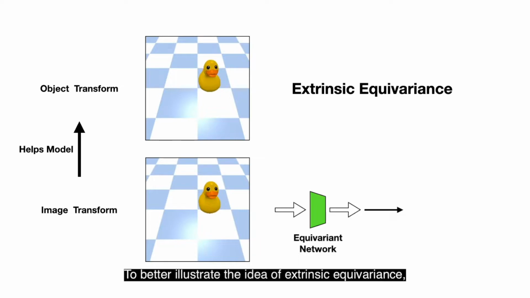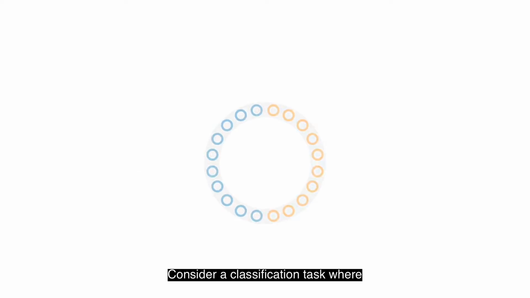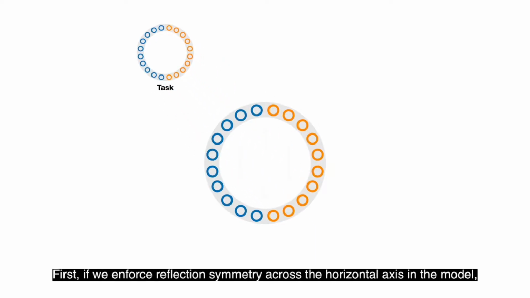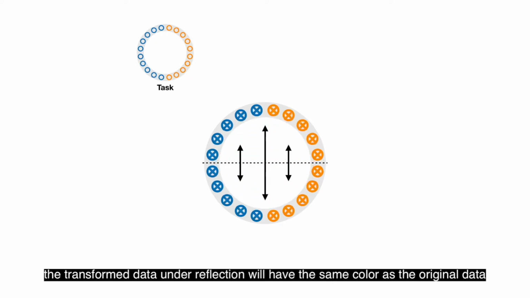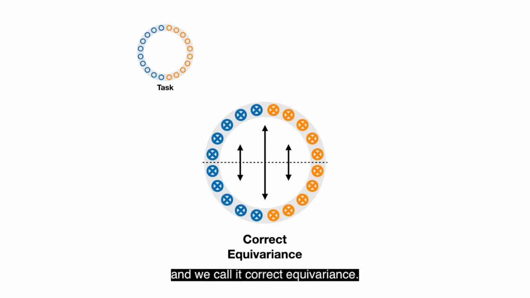To better illustrate the idea of extrinsic equivariance, we first differentiate between correct, incorrect, and extrinsic equivariance. Consider a classification task where the model needs to classify the blue and orange points in the plane. First, if we enforce reflection symmetry across the horizontal axis in the model, the transformed data and the reflection will have the same color as the original data. So the model symmetry preserves the problem symmetry, and we call it correct equivariance.